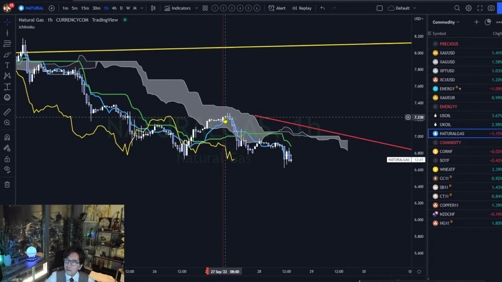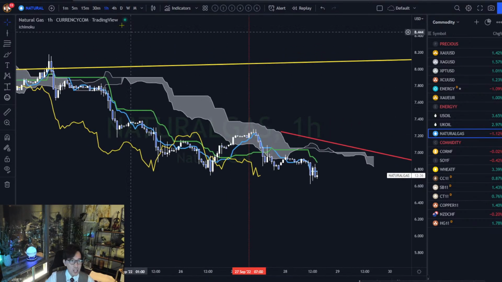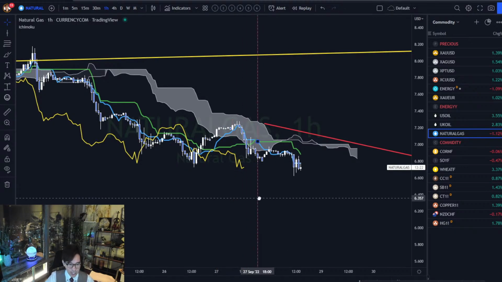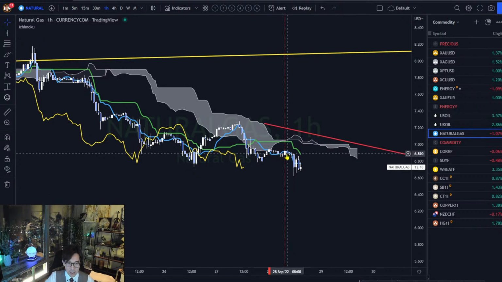Okay, so this is 1 hour, and you took the band walk and break on the support. Okay, hold on, let me see. Oh, sorry, this was yesterday, sorry. So today 7 UTC was here. Okay, I think that was a good entry. If you took sell, then you should be running profit by now.